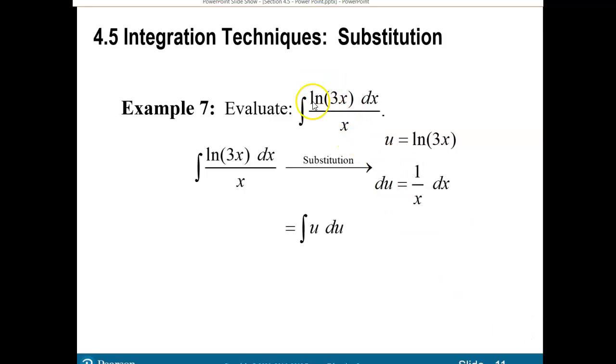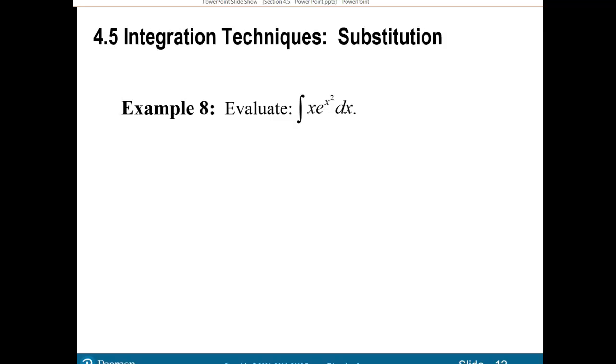So this whole thing is my u, and then this dx over x, all of that stuff is my du. So u du becomes my integral. Power rule for antidifferentiation, u to the second divided by 2 plus the c. Then plug in my u. Natural log of 3x, all of that is squared over the 2 plus the c. So it's not always the same thing that you have to look for in your u assignment. It kind of just depends on the problem.